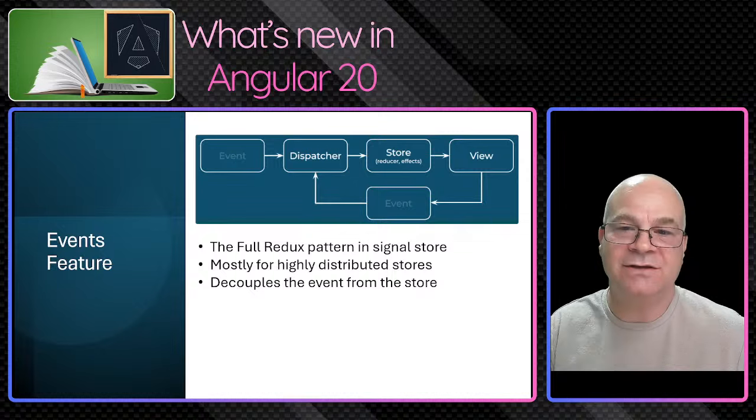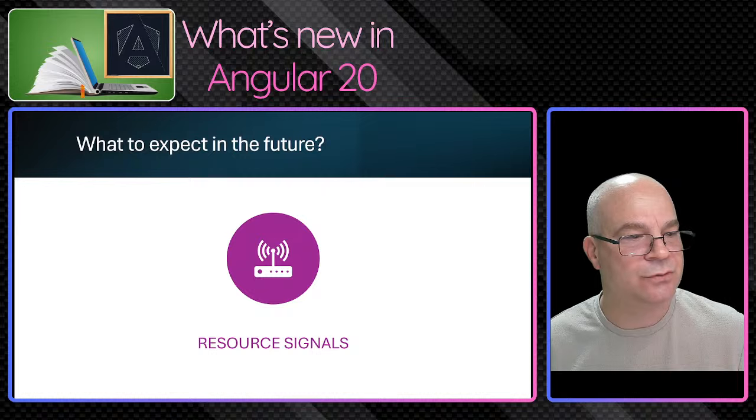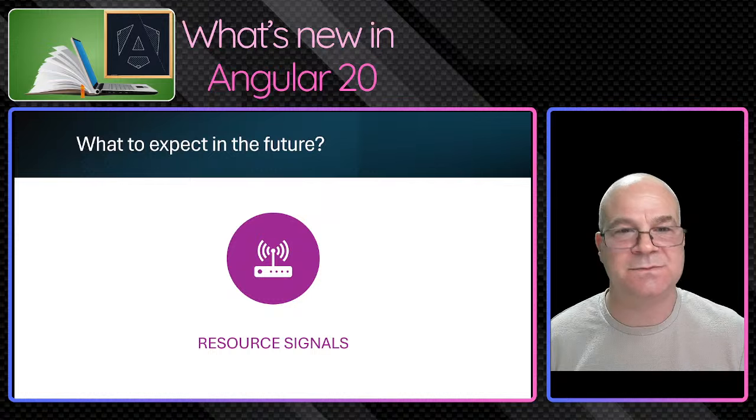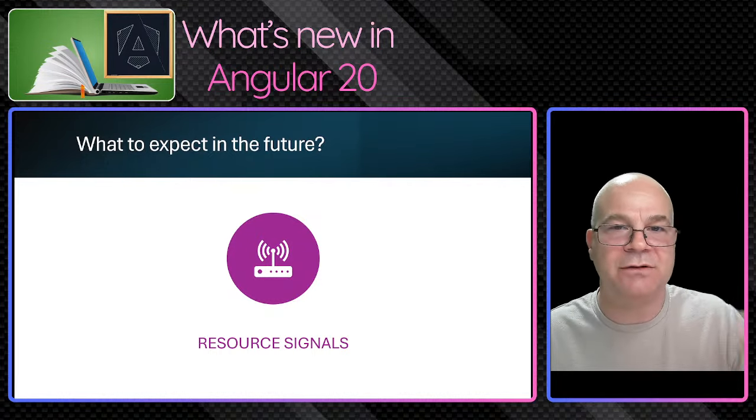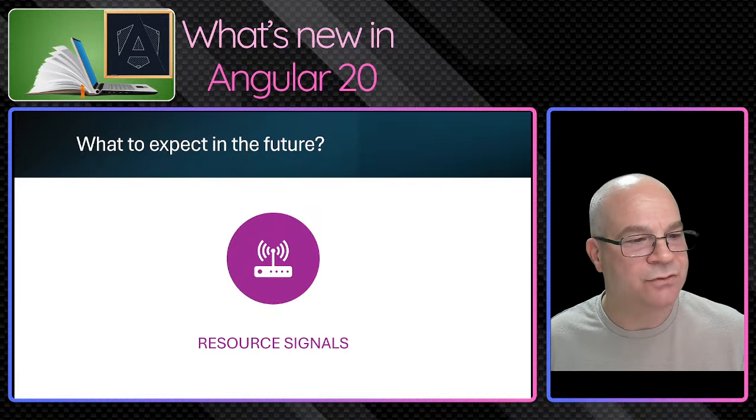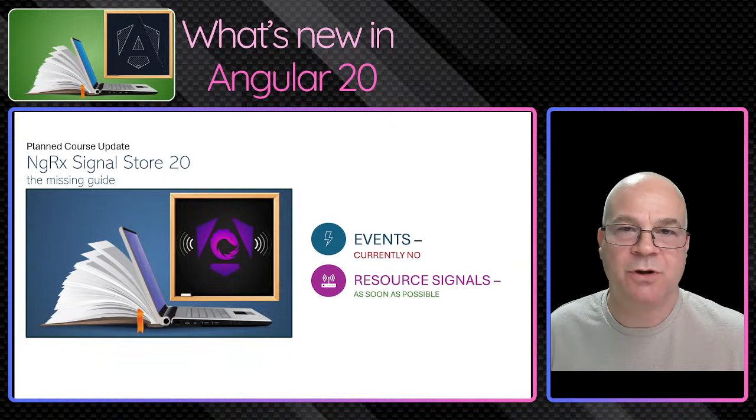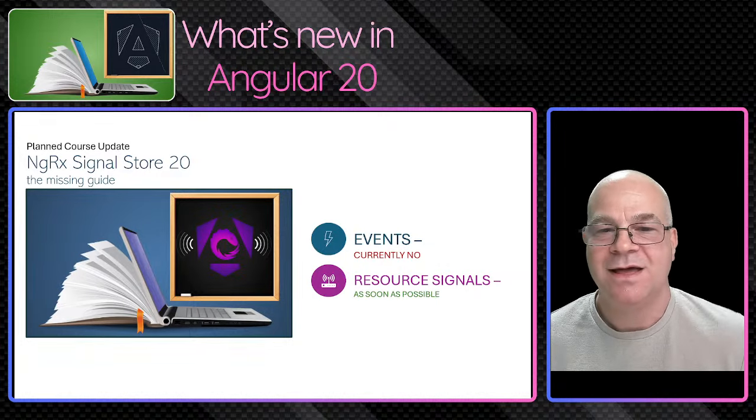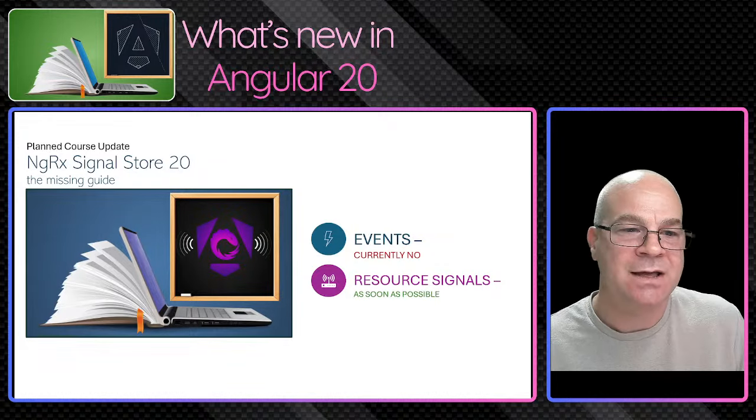And I know that for NGRX 20, which should be released in the next few weeks, they also plan to work on resource signals, on adding them to the signal store instead of using Rx methods for reactivity and asynchronous operations. I'm not exactly sure how it'll fit the story, but we'll just have to wait and see. And I do plan to add it to the course as soon as it's released. So about events, I'm not so sure I'm going to add it soon, because usually I prefer to add things only after I've had some personal experience with them. But resource signals, as soon as it's released, it'll definitely get into the course as well. So that's the plans.